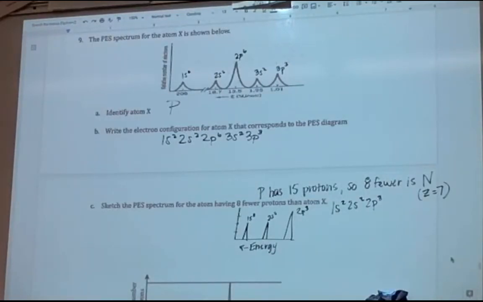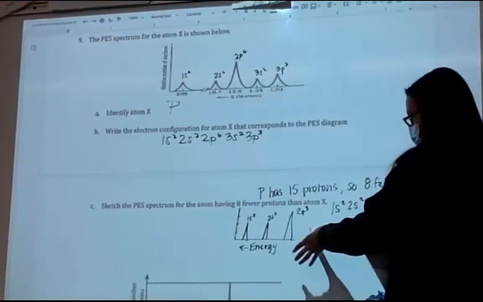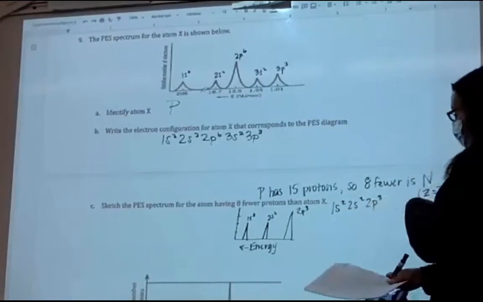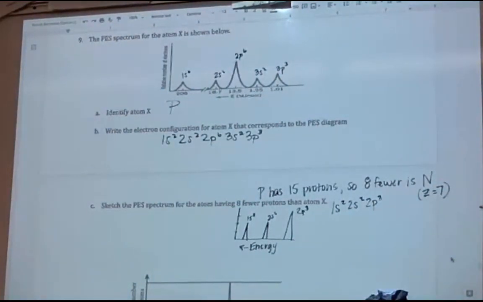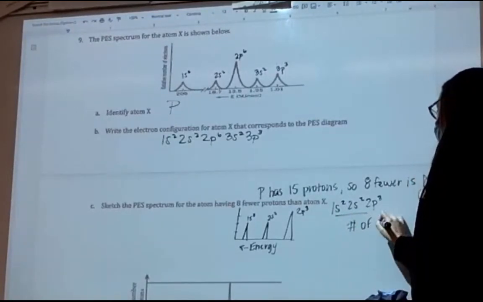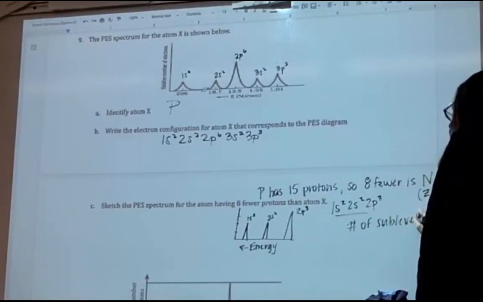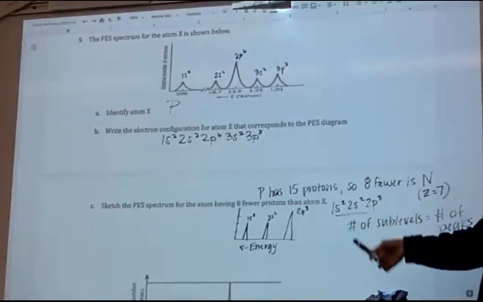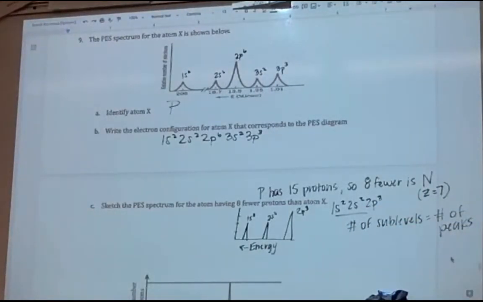So in terms of sketching a spectrum, this is all we would have to do. You do it based on the electron configuration. We just find the electron configuration, number of sublevels. All right, so if that's something that you think you might forget, I'll just make a note here. Number of sublevels equals number of peaks. So the 1s, the 2s, and the 2p, that's 3 sublevels. We should see 3 peaks.